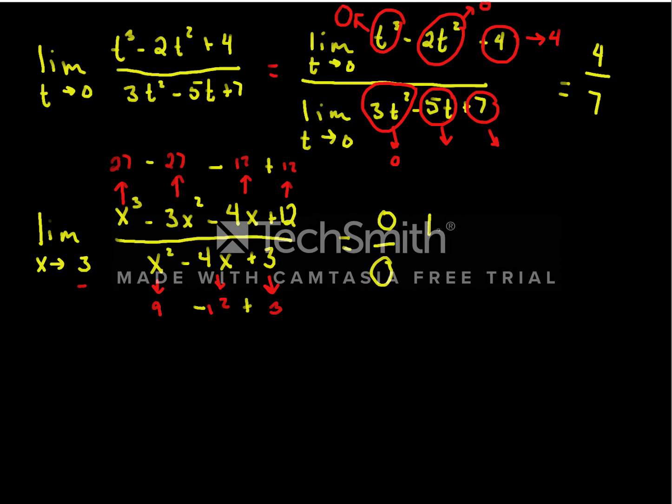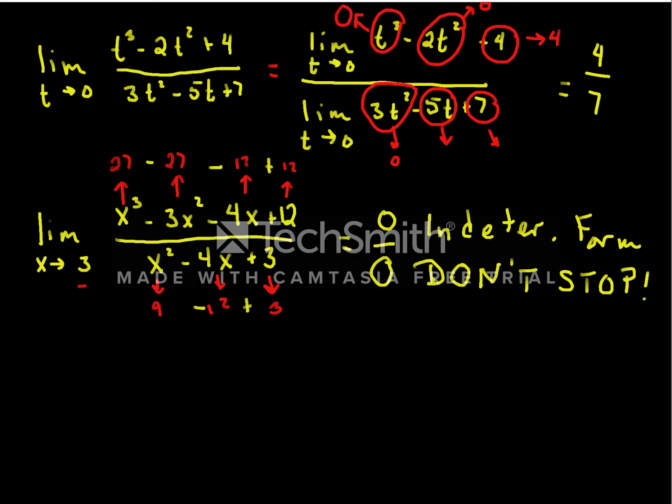This is an indeterminate form, so I don't stop. Right? I've got to stress this, don't stop. Don't now say it doesn't exist. You've got to do some algebra. Okay, so this is not true. It's not equal to 0 over 0, but I can do a little bit of algebra here.